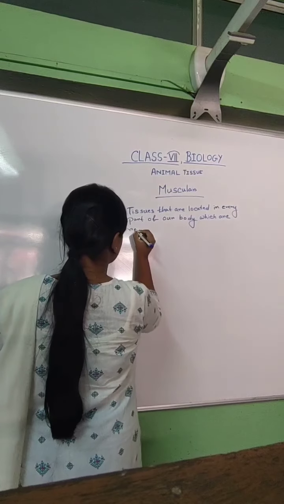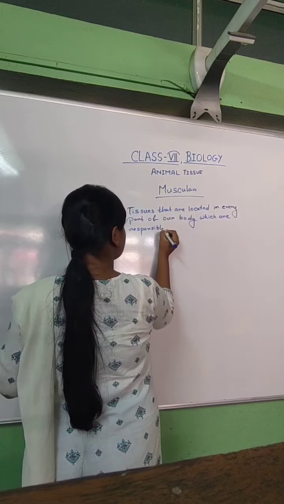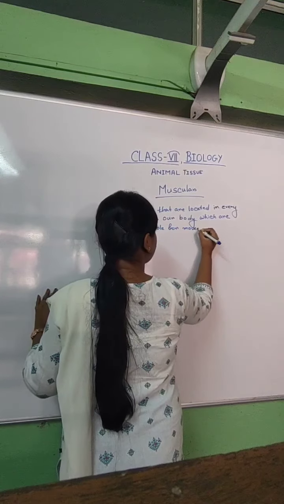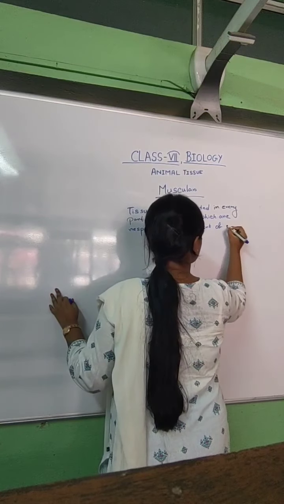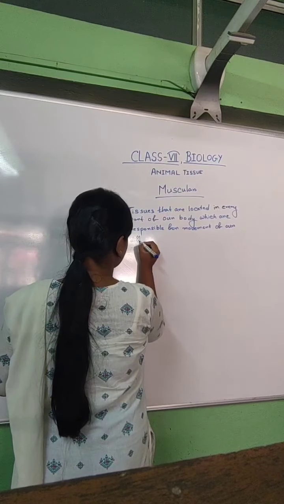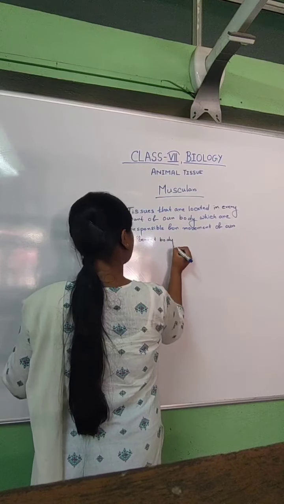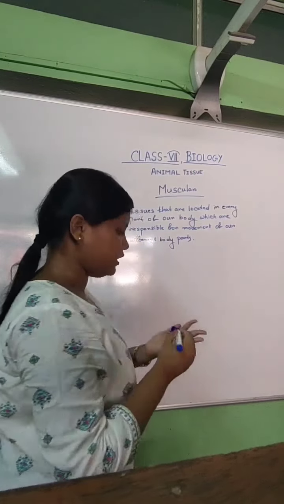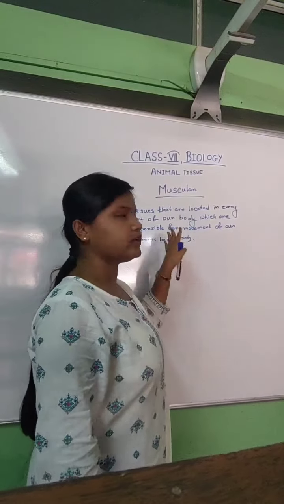Which are responsible for movement of our different body parts. The whole body also, not only the body parts, the movement of the whole body involves the body parts, right? So these are called the muscular tissues.